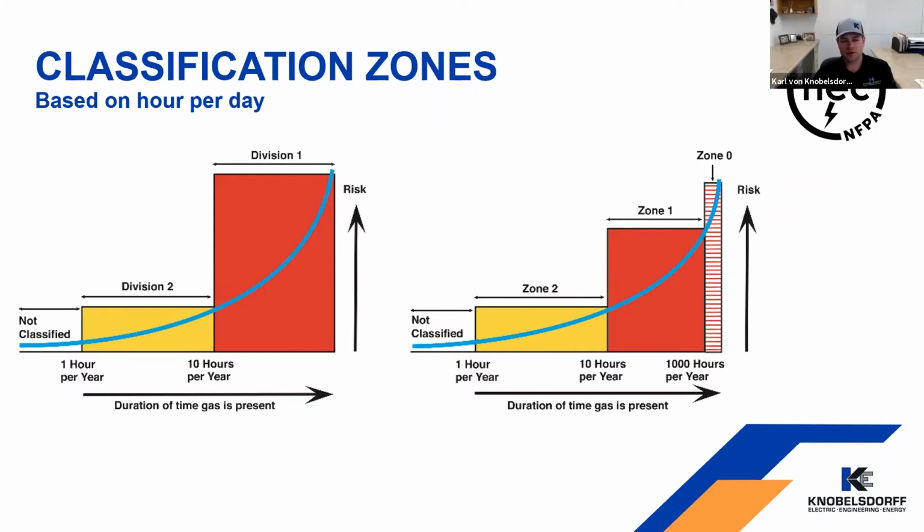And then you also have unclassified locations, which would be your warehouses, offices, restrooms, and break areas. So when we go in to classify an area, we can either use the division or we can use the zone. There are some benefits to using the zone classification. It's not used as often. Mainly, you'll see most of your facilities done by the division.